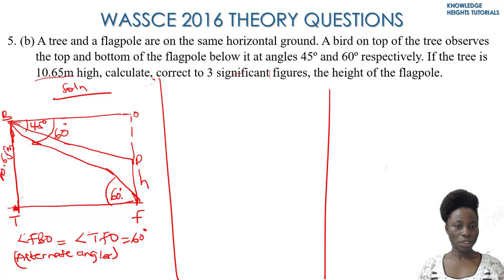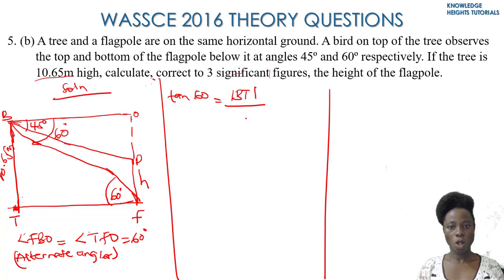So from this 60 degrees, the opposite of the 60 degrees is what? 10.65. And we can find the adjacent, this particular line TF, using the tan of this, because tan is TOA, which is opposite over adjacent. So tan 60 is equal to line BT all over line TF.